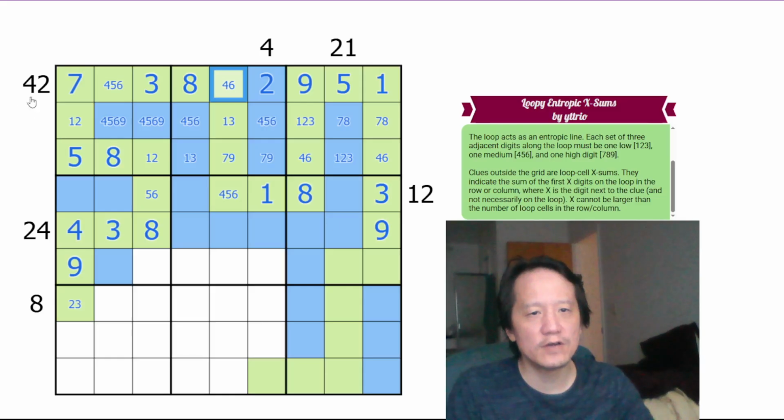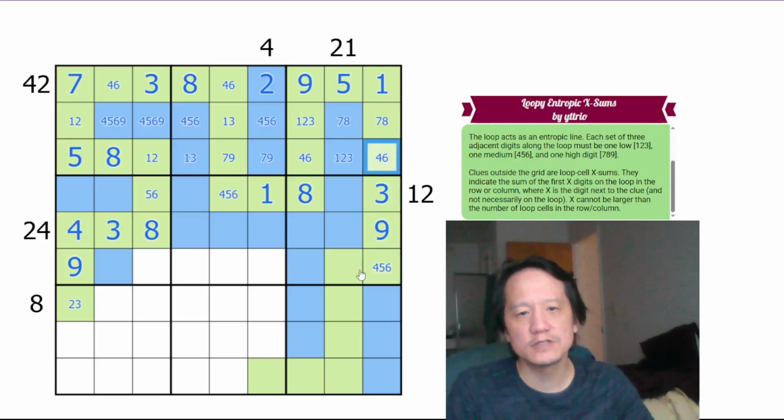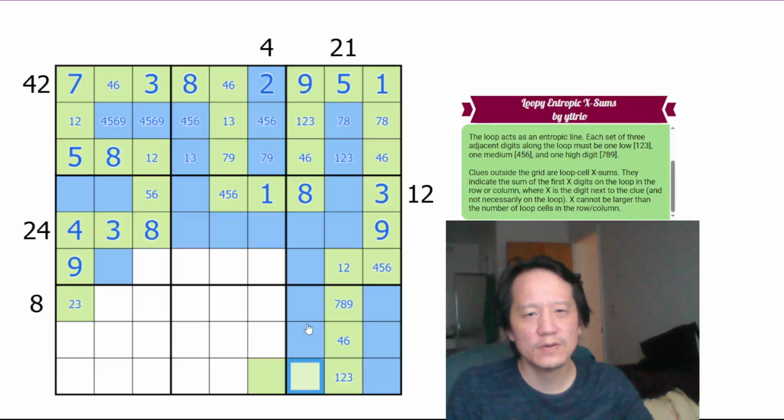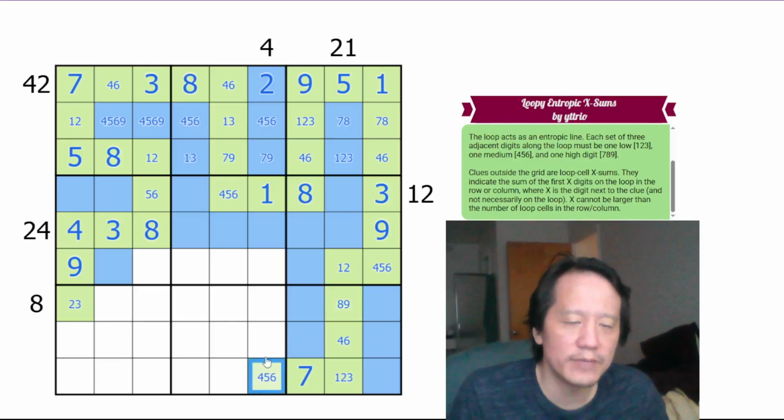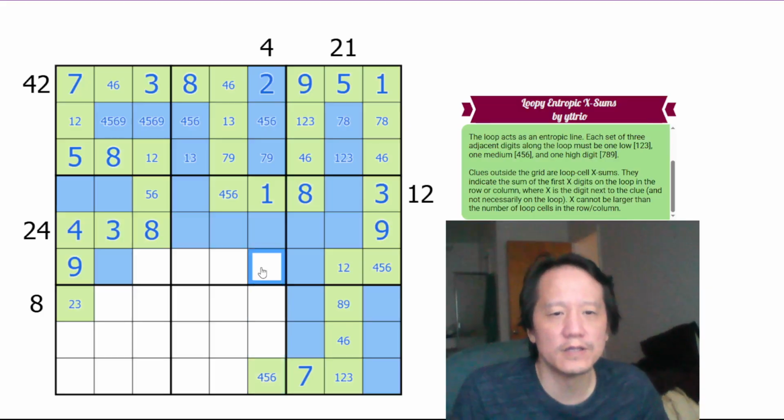This can't be 5. This can't be 5. This must be a medium. It's 4, 5, or 6. This is low. 1, 2. Can't be 3. This is high. 7, 8, 9. Medium. 4, 6. Low. 1, 2, or 3. This is high, which makes this a 7 because it can't be 8 or 9. This is medium, 4, 5, and 6. So this cannot be the last one in this column.